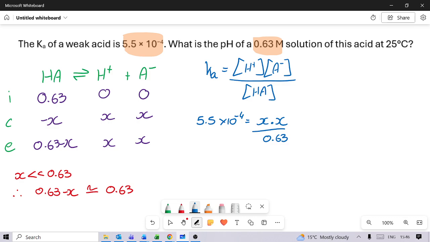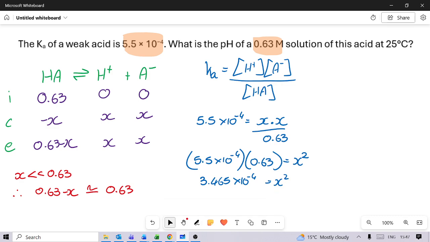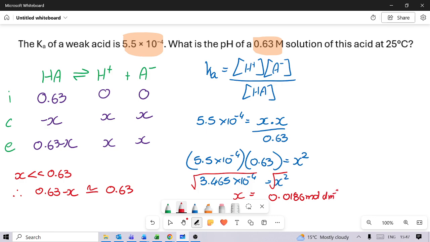At this point, you should just do the calculation, and this becomes equal to 3.465 times 10 to the minus 4 equals x squared. In order to remove the squared, we have to square root both sides, and here x is equal to 0.0186, and since we were using concentration, there's gonna be moles dm to the minus 3.